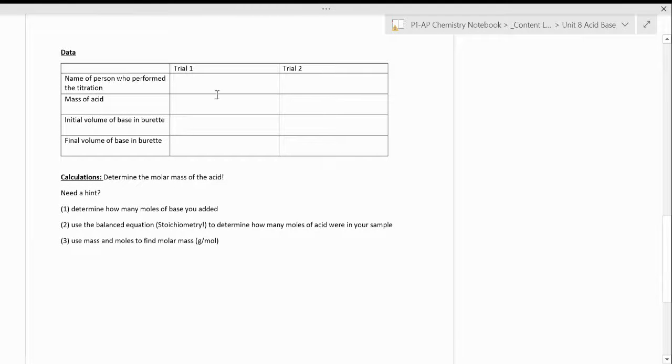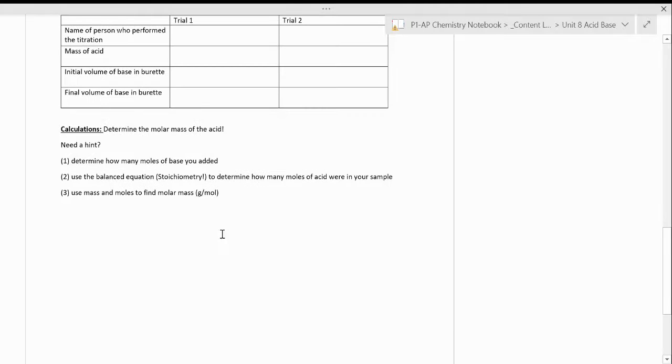So here is the space for you to collect data. For those of you who are doing this virtually, I'm going to make a separate video going through this data collection. And then here are some hints at the bottom of what your calculation steps are going to be.